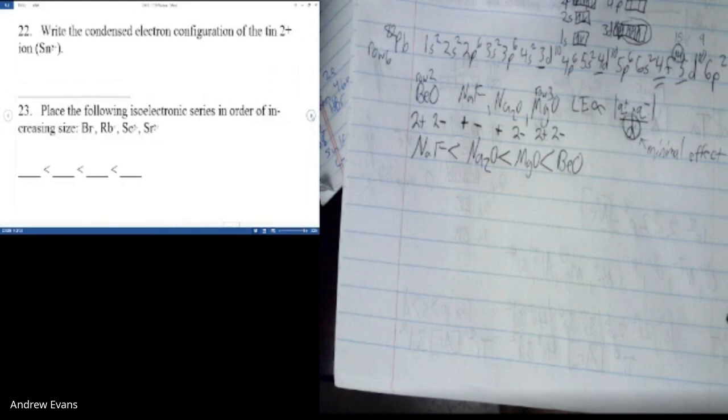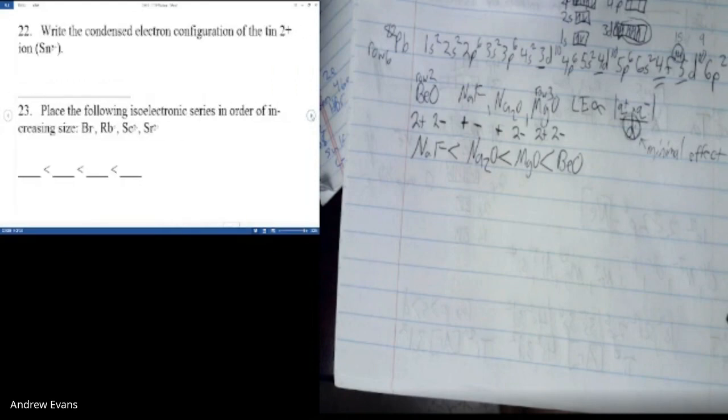5s2, 4d10, 5p5. So the condensed electron configuration would have to use krypton to represent row 4. Krypton, 5s2, 4d10, 5p5. That would be the condensed electron configuration for iodine.